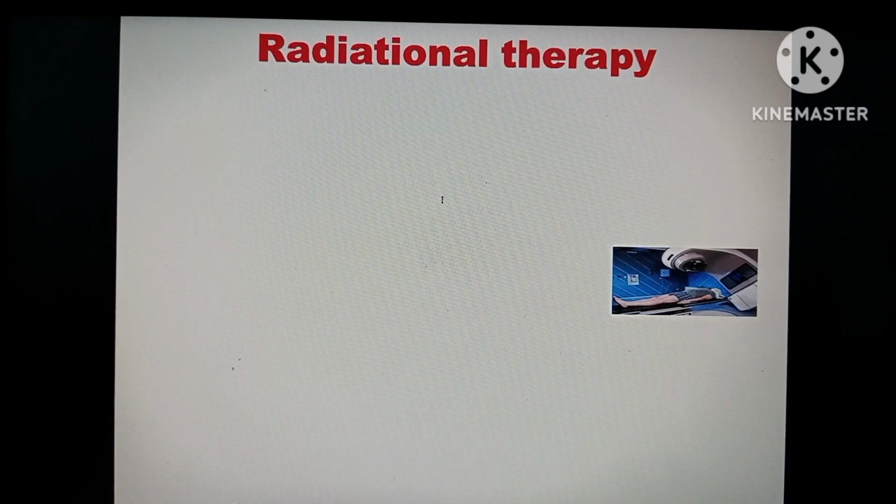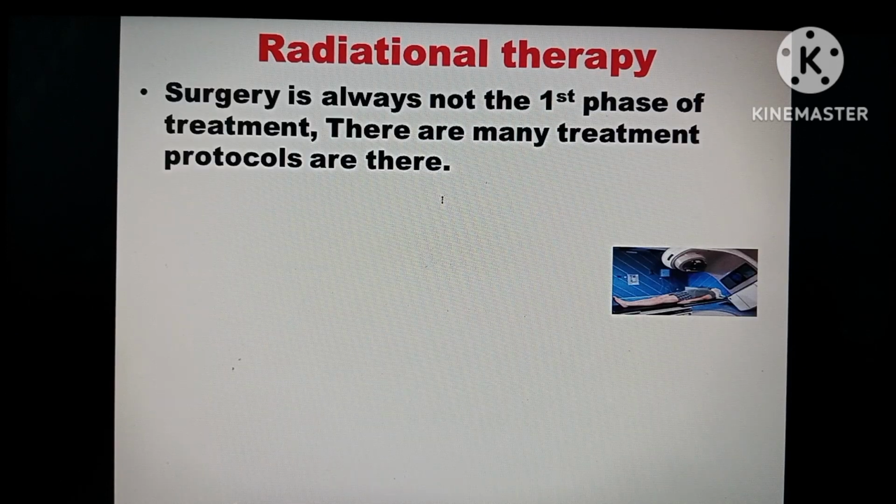Hello student, today we will discuss treatment modalities for cancer. Surgery was already discussed in a previous video. Today we will discuss radiation therapy. Surgery is not always the first phase of treatment. There are many treatment protocols, and radiation therapy is one of them.